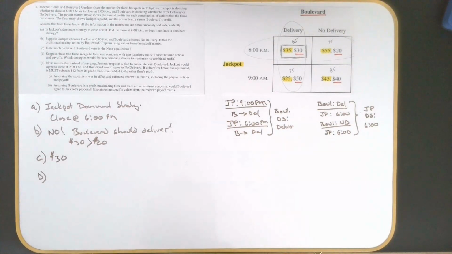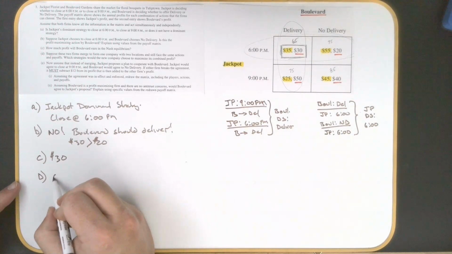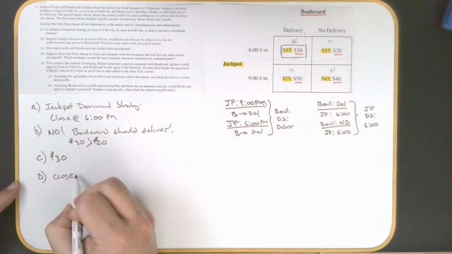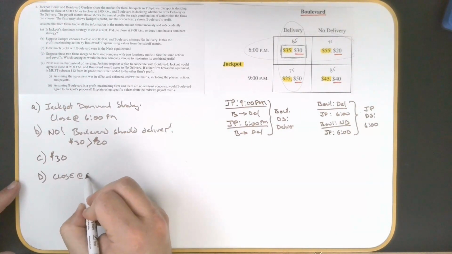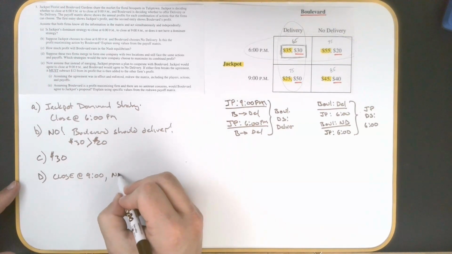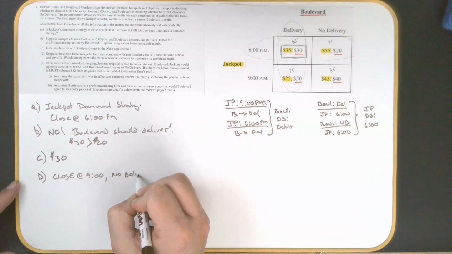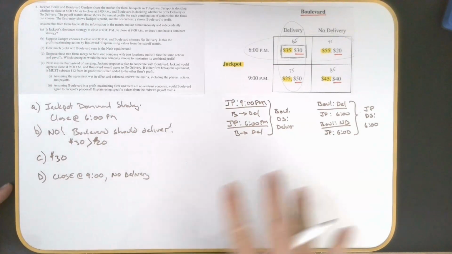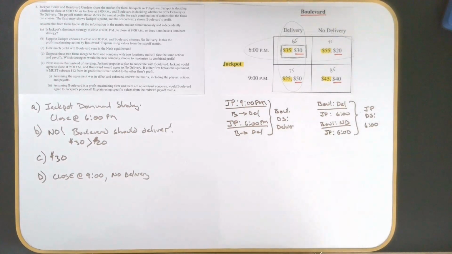So let's see what this says again. Suppose the two firms merged to form one company in 2 locations and still face the same actions and payoffs. Which strategies would the new company choose to maximize combined profit? We would say close at 9 and no delivery. Okay, and that's just demonstrating we know how to read this.